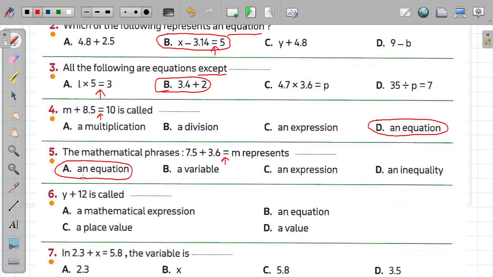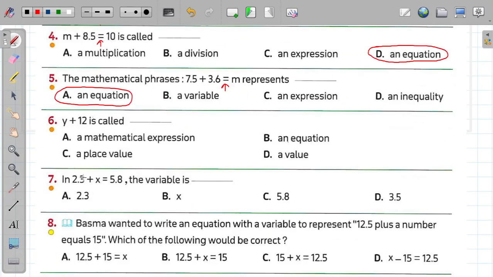Okay. Next, y plus 12 is called what? I don't have an equal sign. So it is an expression. So I will choose an expression, or a mathematical expression. So I will choose the first one here.